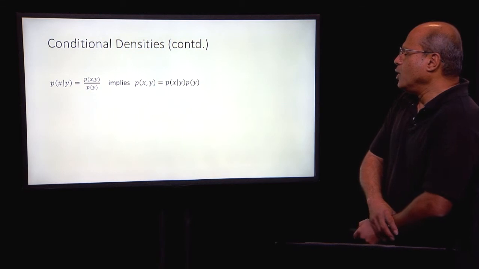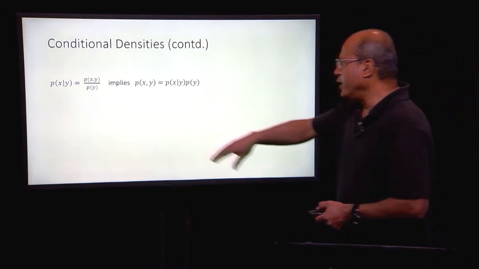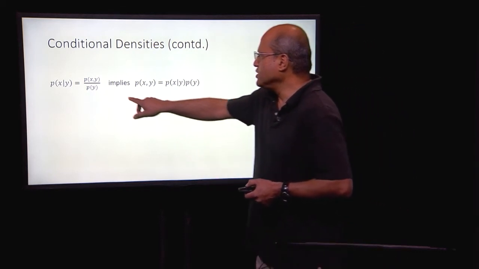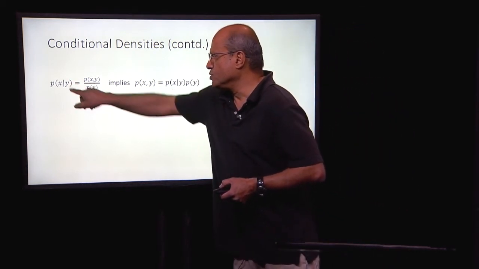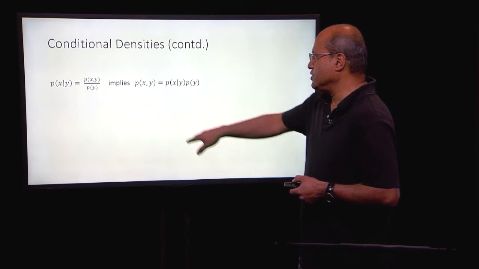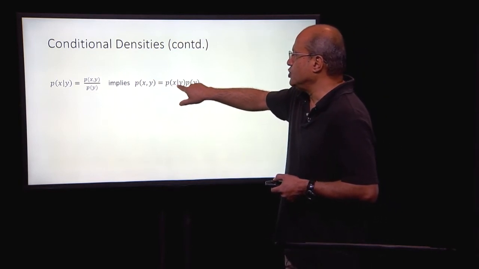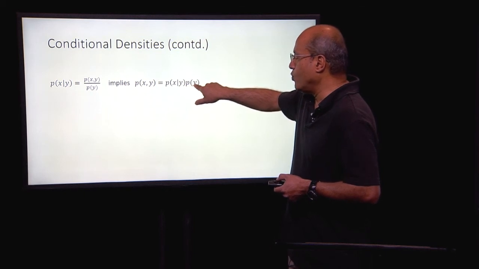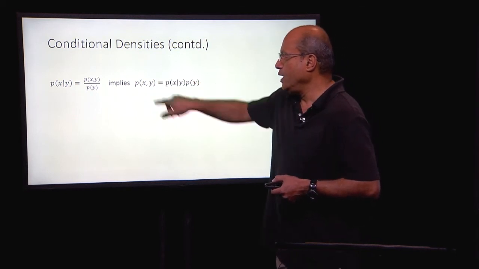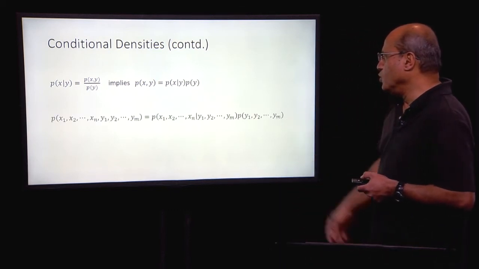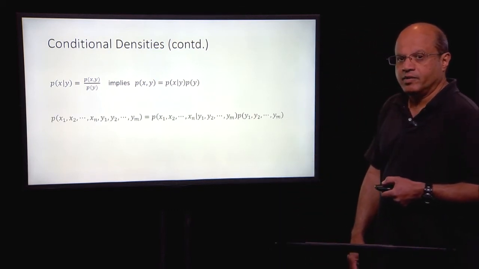Okay. There's an important way of manipulating this formula that we're going to need. And basically, all it corresponds to is cross-multiplying py over to the other side. So if you know the conditional distribution of x given y and the marginal of y, you can multiply the two and get back the joint density of x and y. And that holds for several random variables as well.